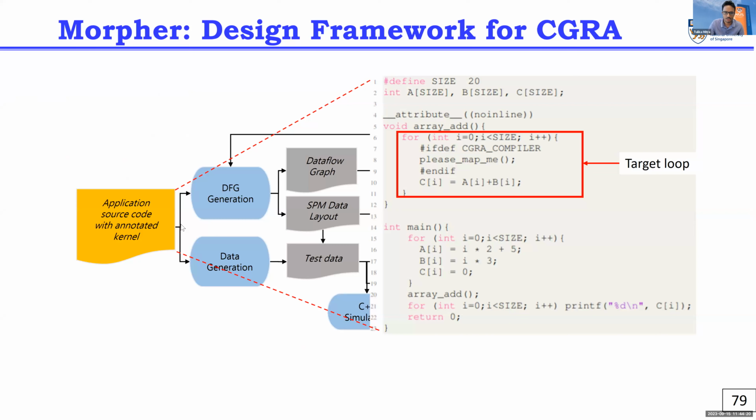So, as I mentioned, there are 3 inputs. The first input is the application source code with an annotated kernel. We are using an annotation string in order to annotate the target loop. So here we have a simple application kernel as an example, the array addition kernel, which takes 2 arrays, A and B, and stores the results into C.